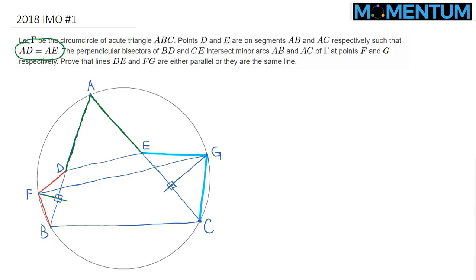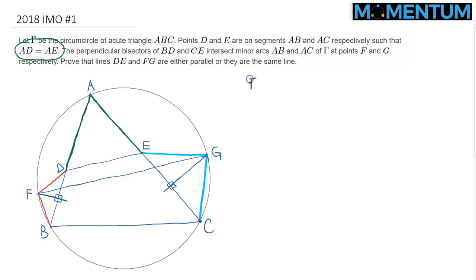Okay, then we draw the perpendicular bisector of BD. We let it intersect the circle at the point F. And similarly, we draw the perpendicular bisector of EC and let it intersect the circumcircle at the point G. And again, so that I don't forget that this is a perpendicular bisector, I connected FB and FD. Those two measure the same length, so that's why I drew them in red.